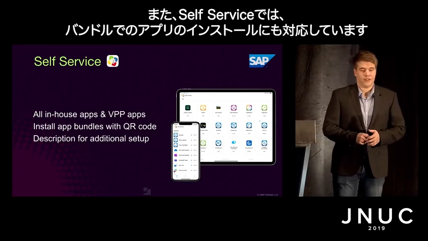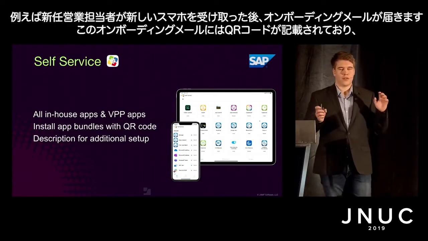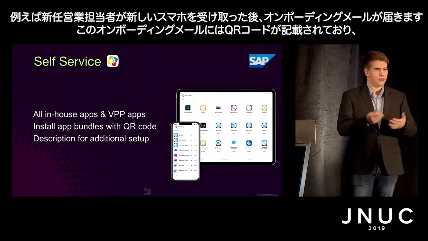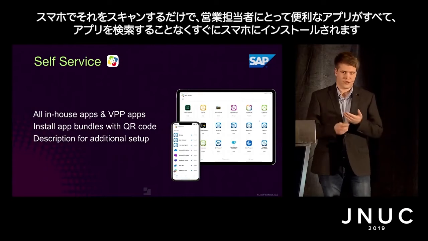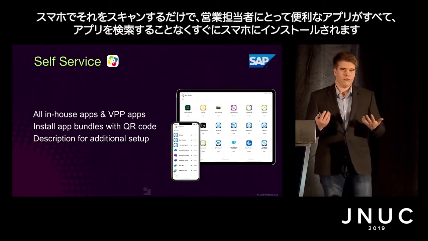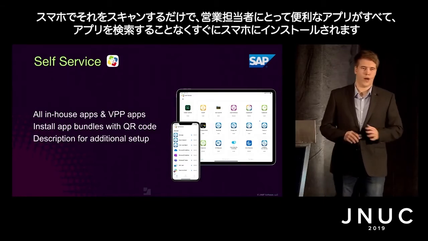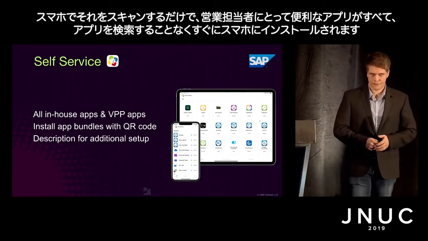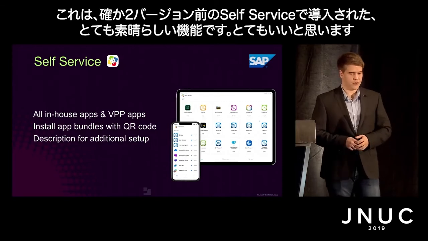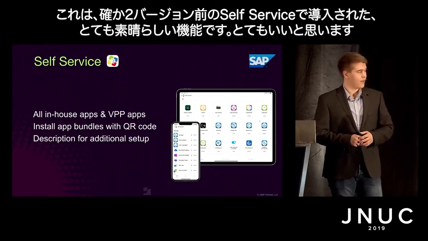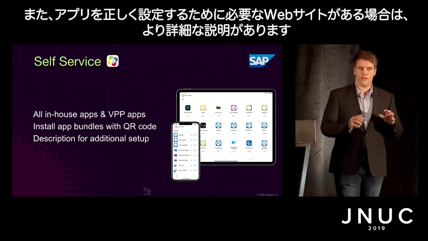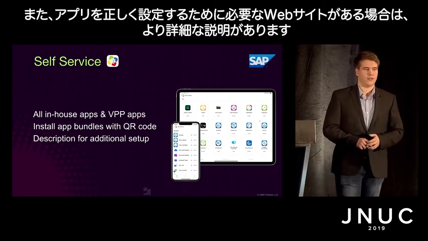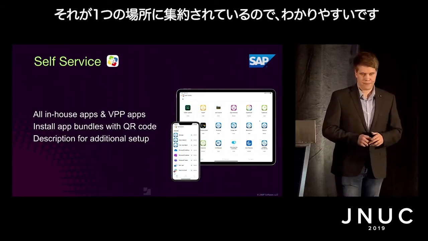Something else that the self-service supports is the install apps through bundles. Just imagine you're a new sales colleague and you just received a new phone, and then you get an onboarding mail. And in this onboarding mail, you get a QR code. You just scan that with your phone, and all the apps that are helpful for sales colleagues get installed on your phone right away, without you ever searching any app. So that's a real cool feature that was introduced, I think, 2 versions ago in self-service. And it's just great. And also, there's a description, more detailed, if there are any websites that need to be accessed for it to set up the app correctly. So that's all in one place, and it's just great.